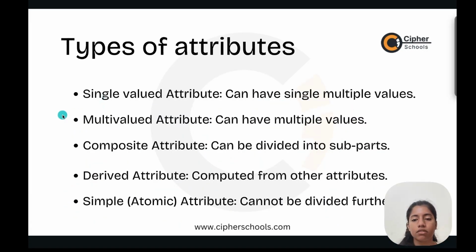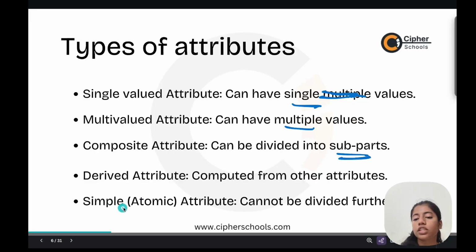We have briefly talked about it just now, but a single valued attribute can have single values. Then a multi-valued attribute can have multiple values. Then a composite attribute, we can divide it into subparts, right? Then a derived attribute is something which can be derived from other attributes. And we also discussed atomic attribute, which is also known as simple attribute, which we cannot divide further.